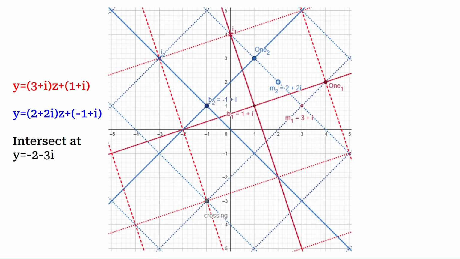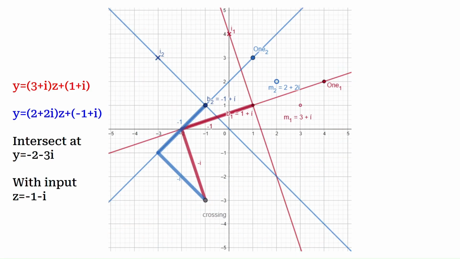If we worked it out algebraically, which works exactly the same as it does in the real case, we'd see that they intersect here, where the second coordinate is -1 minus 3i. And indeed, in this picture, these two walks of -1 minus i give the same place on the bottom.